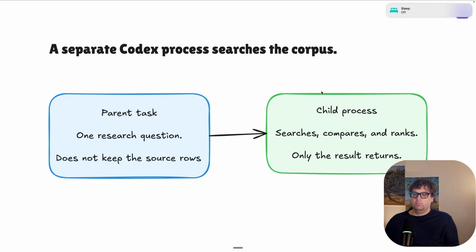So once I have the question and I've decided it's good, I do need to do some more research, whether it's for a content, a tutorial, a video, or a library. And the way this works is I have a subagent, a child process, whatever you want to call it. I'm in Codex. This is my parent task. I have a research question, and it's going to kick off this child process, which is going to search and compare and rank. It's just going to return the results.